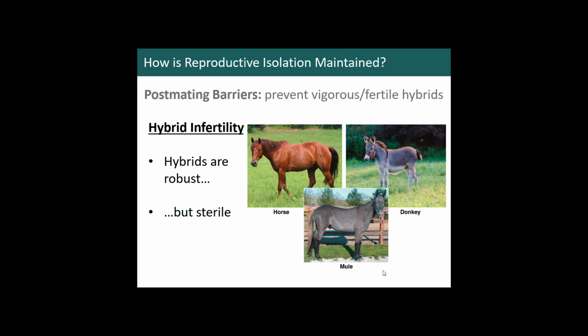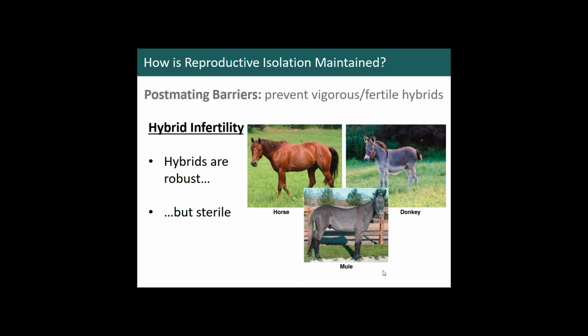As opposed to hybrid infertility, where the hybrids are robust and healthy and they live long lives, but they're infertile. And so this is a classic example of a horse and donkey producing a mule. A mule is a good sturdy beast. It's the friend you want in the mountains, right? They're great pack animals. They live long lives, but they are sterile. They just can't produce new offspring.